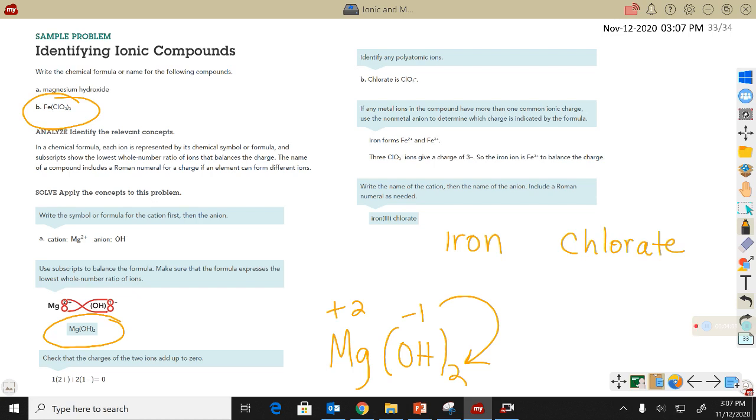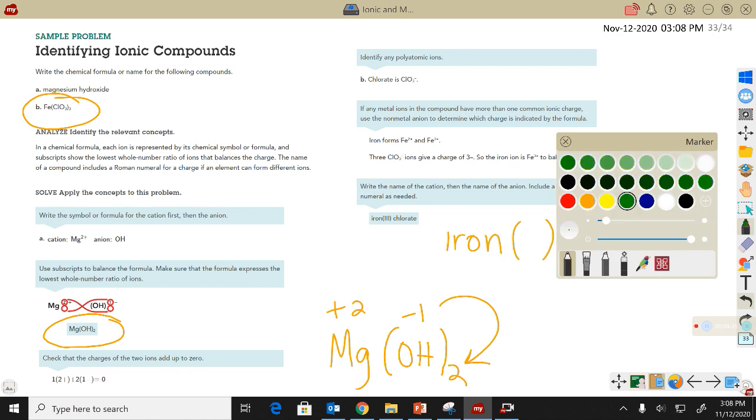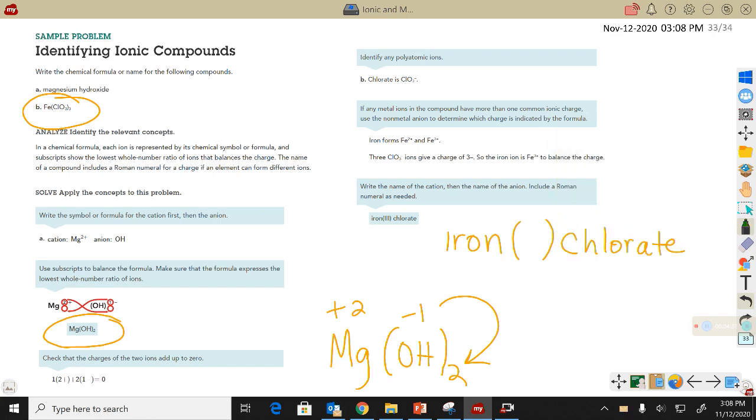And from there, before I say I'm done, remember we just have to check that metal to see if it needs a Roman numeral. Is it a transition metal, tin or lead? In this case, yes. The iron is a transition metal. And so then I know I'm going to need the Roman numeral. Okay, so to find the Roman numeral, we backtrack a little bit and look at the charges. This was FeClO3.